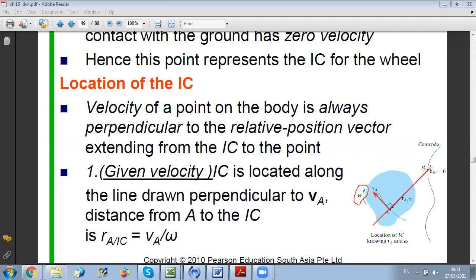Okay? Then, in a second step, to locate exactly where the IC is on this line, I use the second property, that the velocity of A is omega times the distance between A and the IC. Since omega is known, I can say that the distance between A and the IC is equal to VA over omega. And here I have both VA and omega, I know them both. Now, who can tell me how I know whether this distance goes up or down? That is, if I should put the IC on this side or on the other side. How can I know?